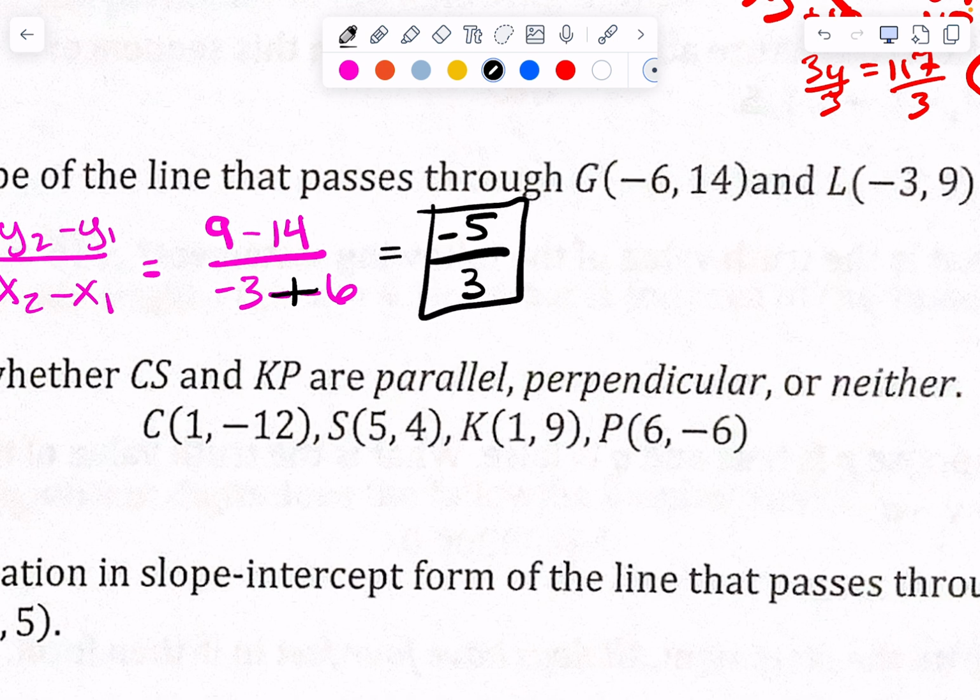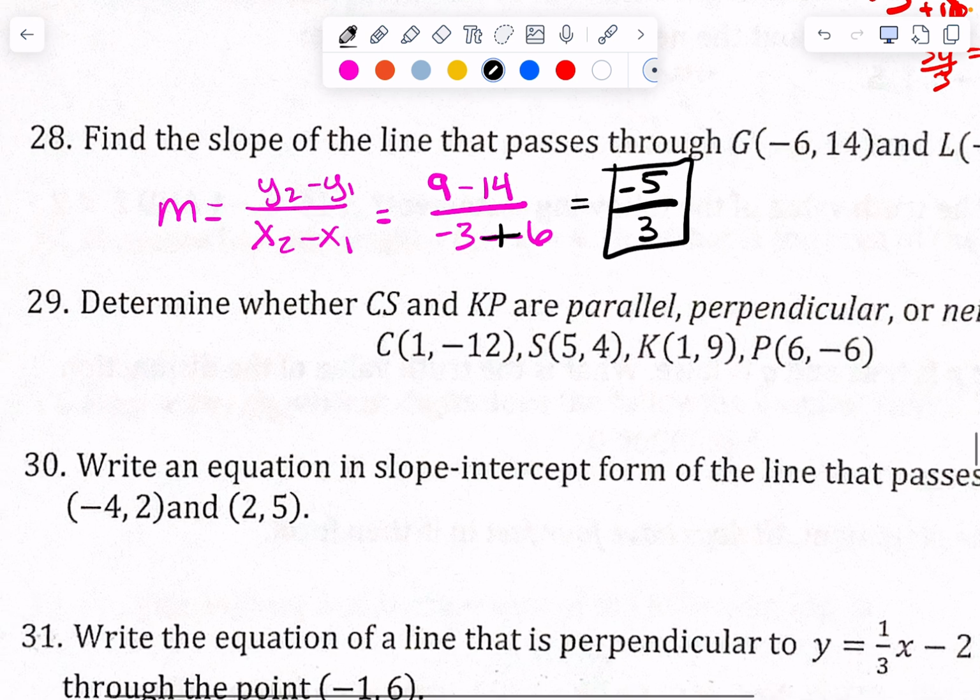Positive 3 and negative 5/3. That's my slope. Don't change it to a mixed number, because typically we leave slope as whatever fraction it is. We just reduce it. This doesn't reduce, so negative 5/3 is the slope of the line. And that is all. Good? All right, 29.